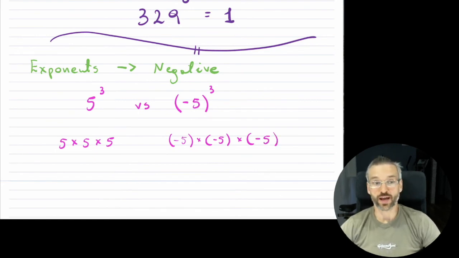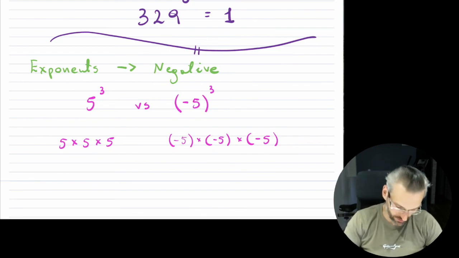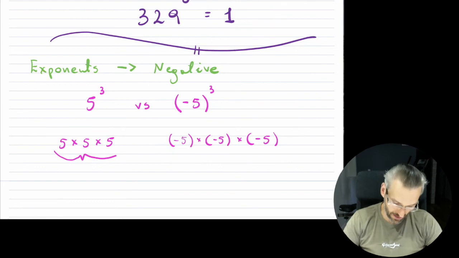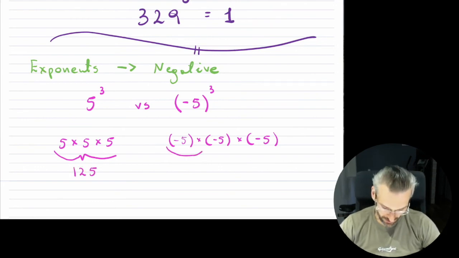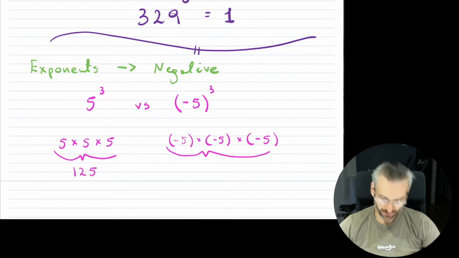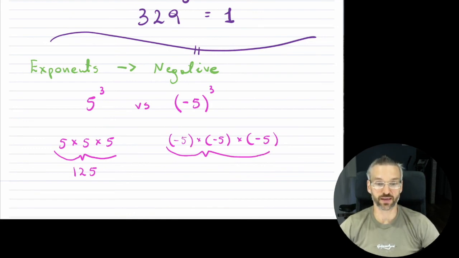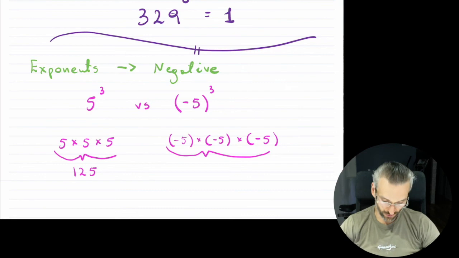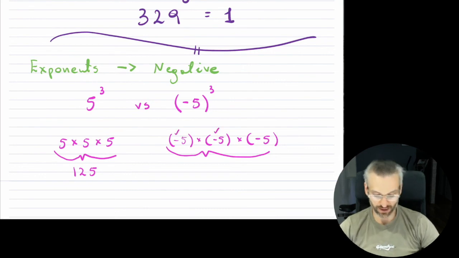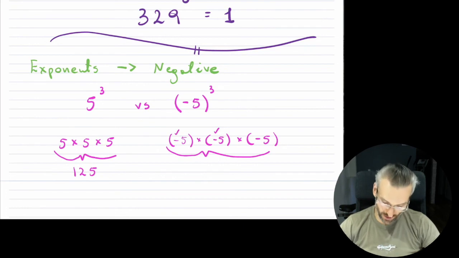And we can get our answer. Now, it turns out that if you did 5 times 5, which is 25, times 5 is actually 125. If we did this right here, you would get negative 5 times negative 5. Now, don't forget, negative and negative becomes a positive. So this is 25. And 25 times negative 5, so now it becomes negative 125.